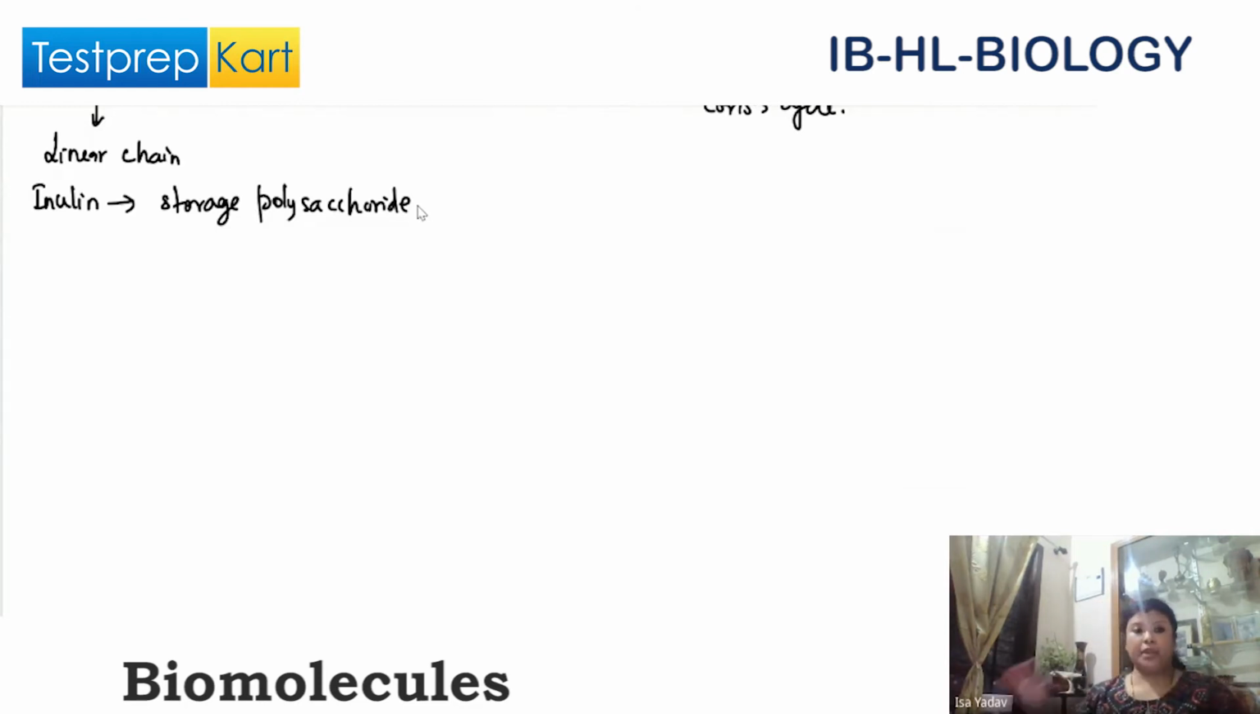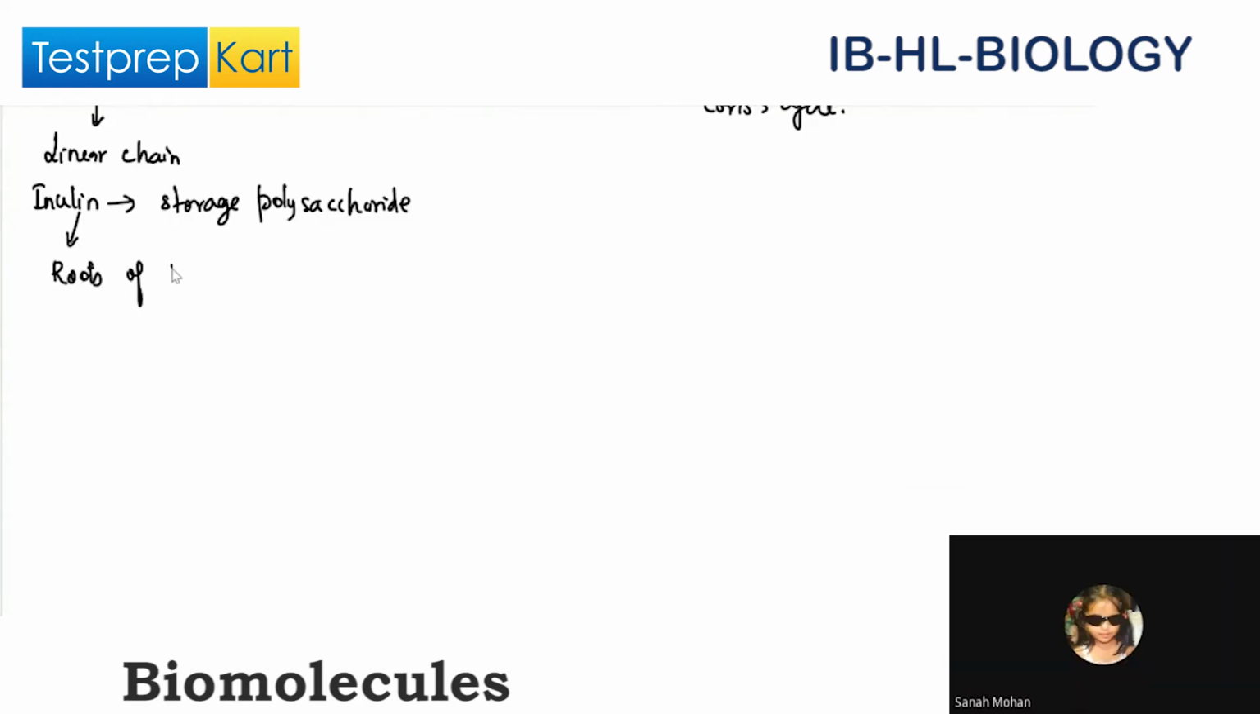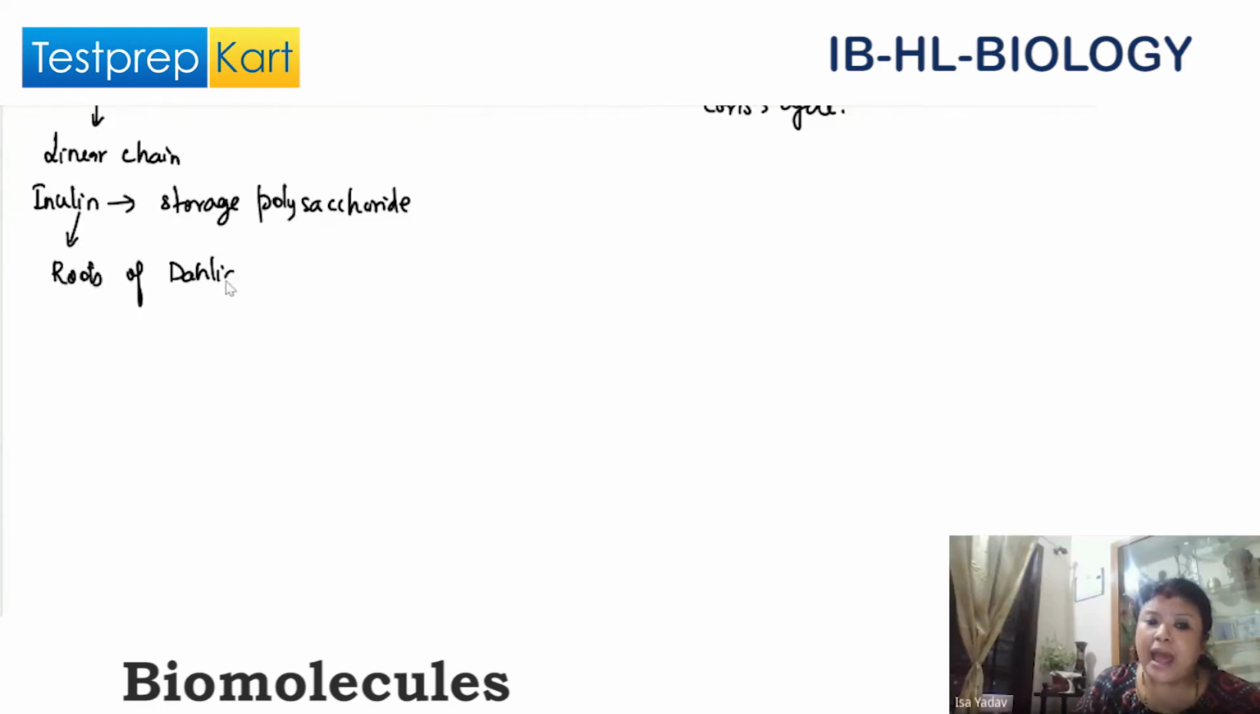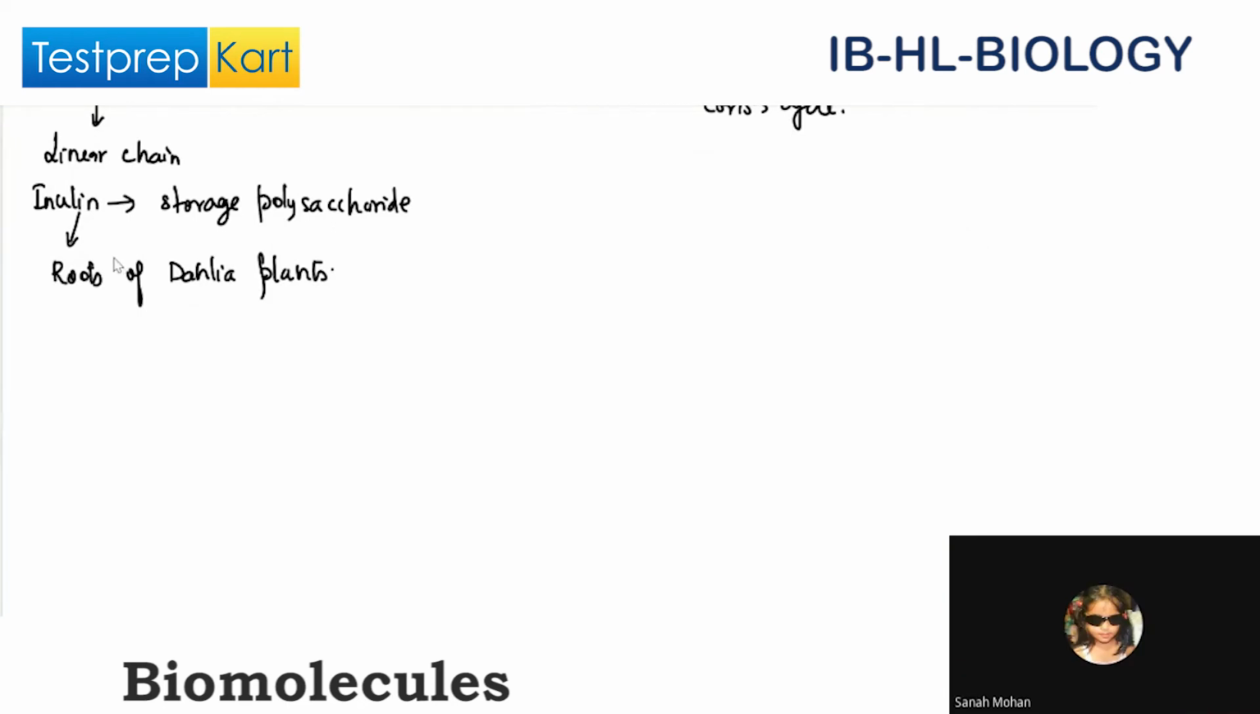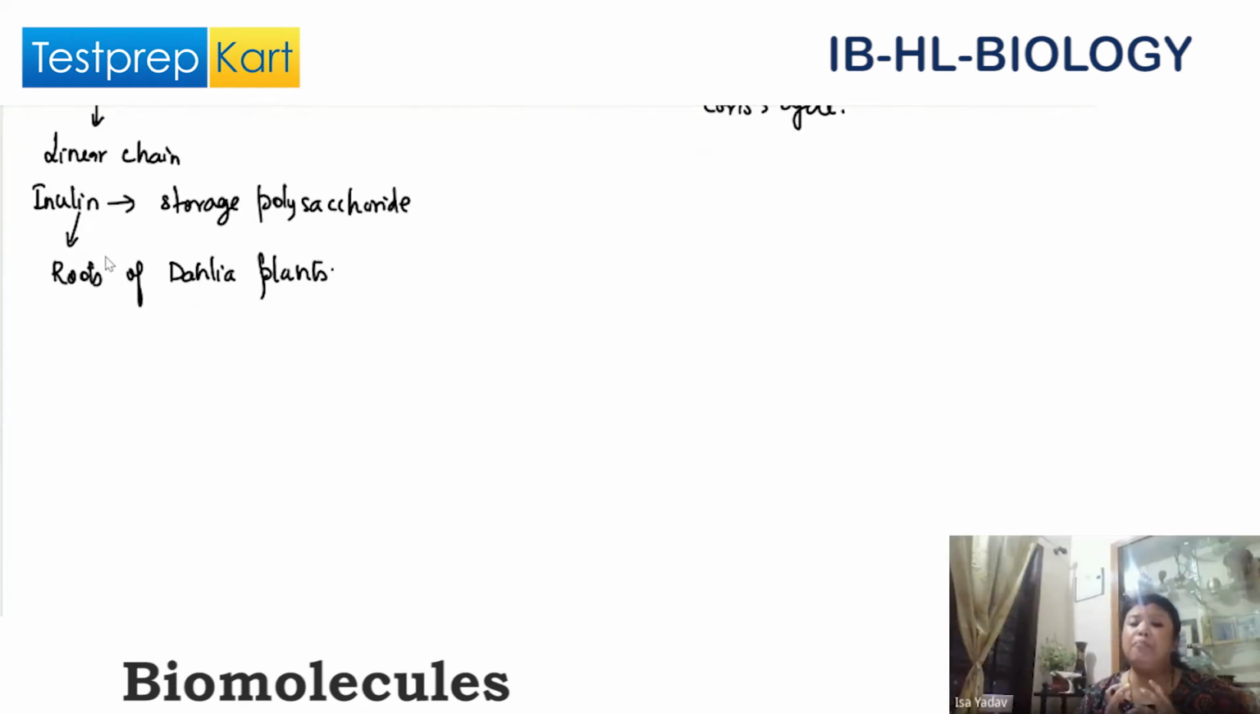Now, inulin, where is this found? These are found in the roots of dahlia plants. Okay, in the roots of dahlia plants. Inulin is very mild in taste, very mild in sweetness. And it is readily excreted by the glomerulus.